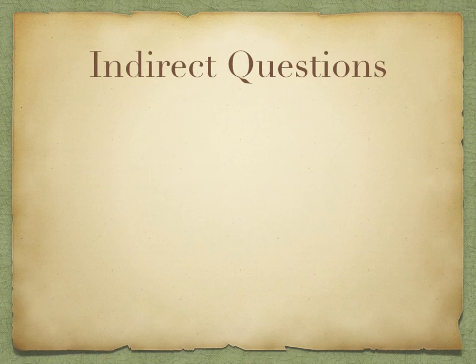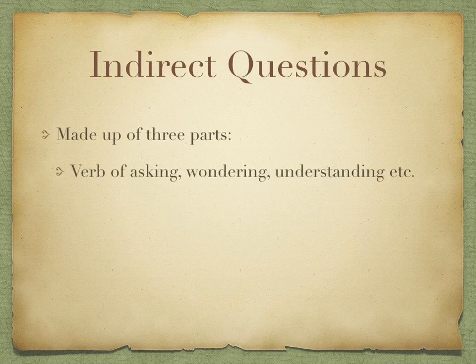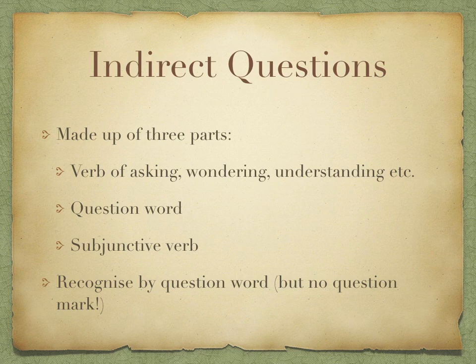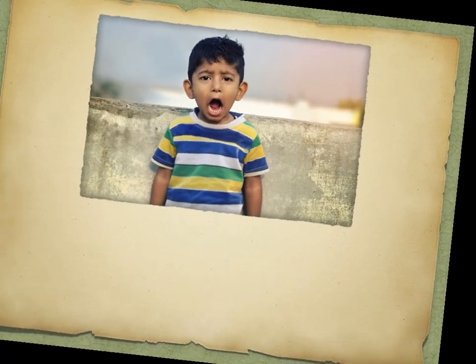Indirect questions in Latin are formed slightly differently, so there's three key parts that they need. The first thing is a verb of asking or wondering, understanding, knowing, and so on. Then they have a question word, and then we have a subjunctive verb. So we can recognize them quite easily in Latin because we'll see these question words that we already know, but there's no question mark, so we have to translate them slightly differently. Here's a couple of examples.